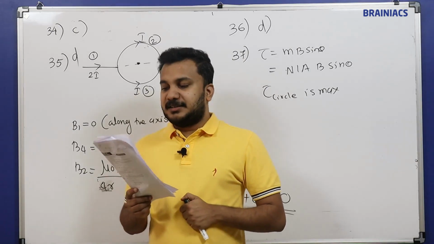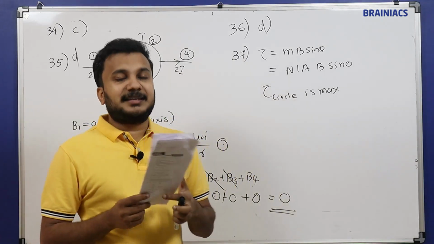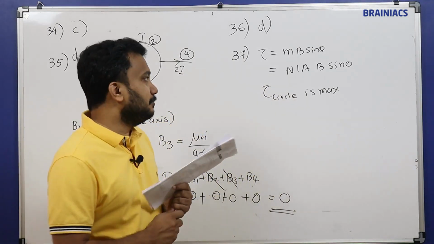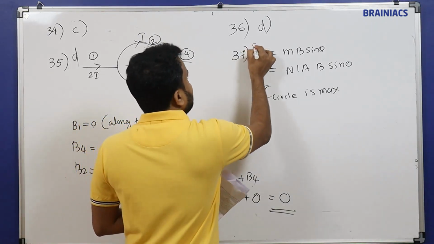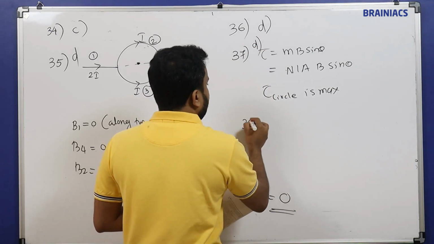So the answer is D. S will be the answer. Circle will have the maximum area, so maximum torque will be there. So 37, answer D. 38.